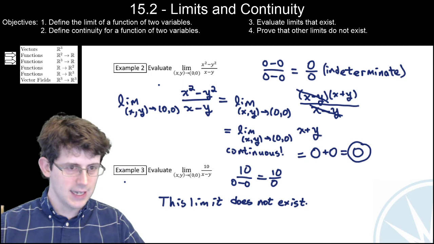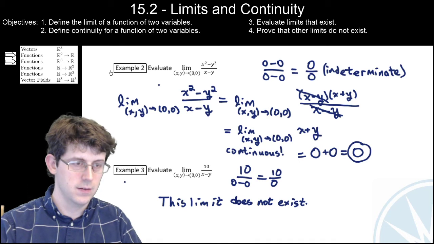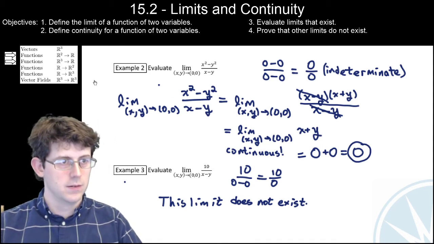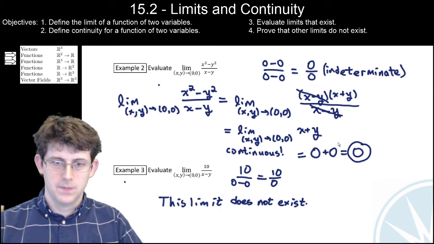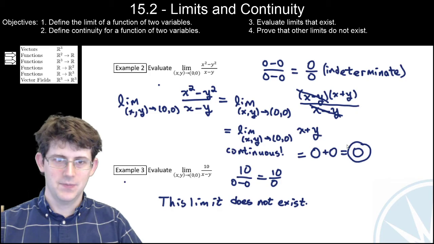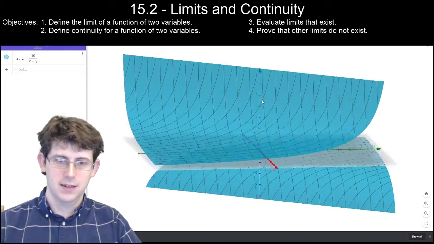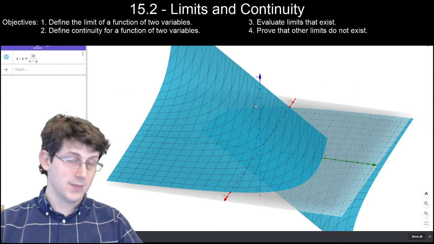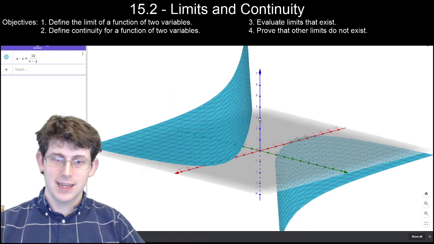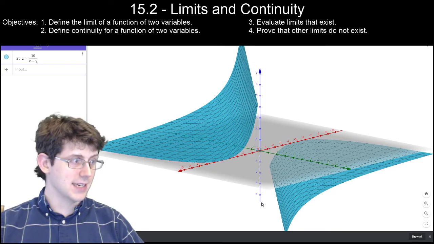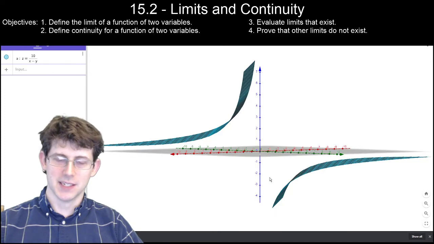Let's get a picture of this one. 10 over x minus y. Oh, I didn't switch the view. Okay, 10 over x minus y looks like this. So above each point (x, y), you plug x and y into the formula, and you get the height. And along the line y equals x, everything is ruined, but it's ruined in a more horrible way than for the other surface.